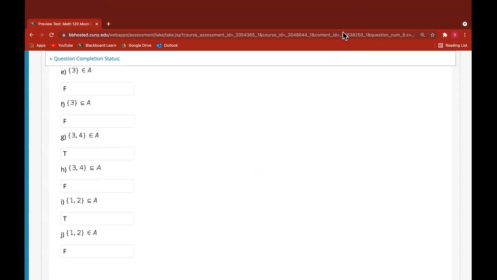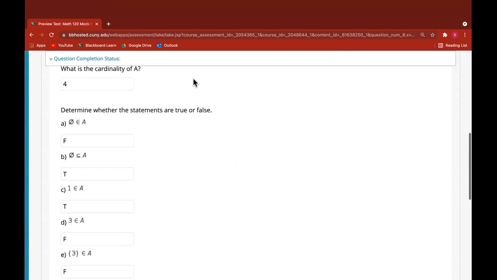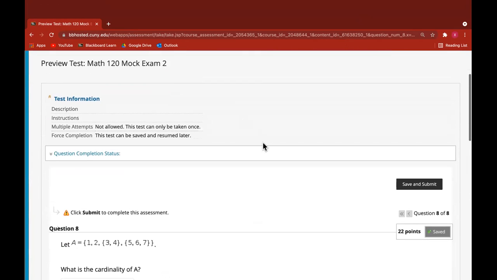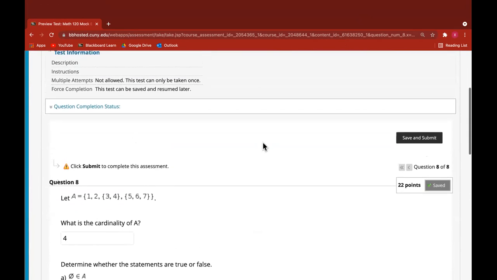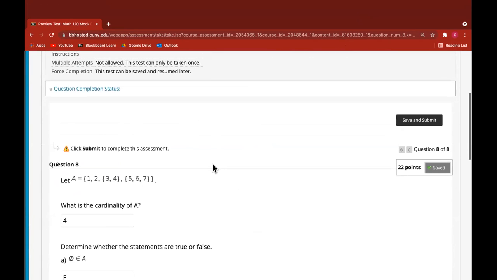Okay, so this is I think the last question on the mic exam. Okay, I see people say, why is the cardinality 4? Okay, so let's see what the elements in the set are.